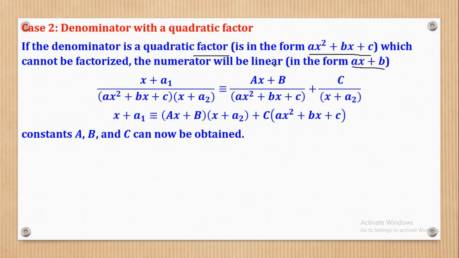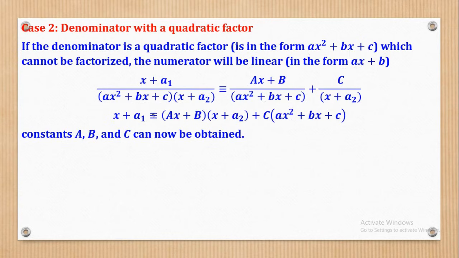In other words, the denominator will be quadratic. Remember, when the denominator is linear, the numerator is a scalar or a constant. But in this case, when the denominator is a quadratic and that quadratic cannot be factorized, then the numerator has to be linear. It will be ax plus b. For this one, the denominator is linear, so the numerator has to be a scalar.